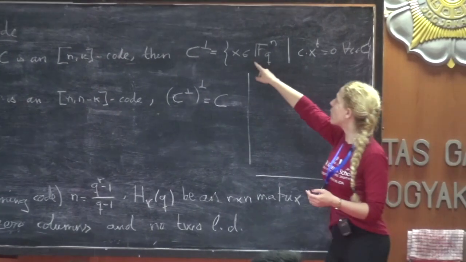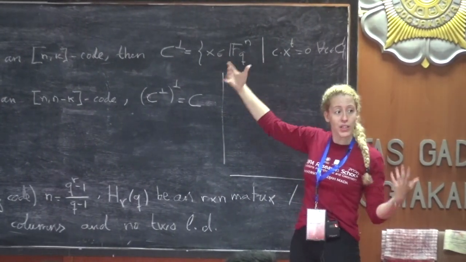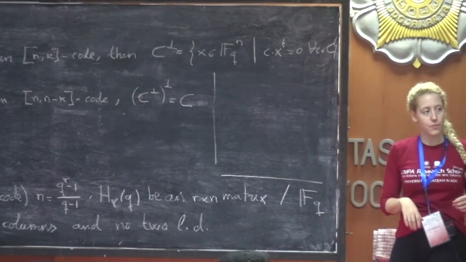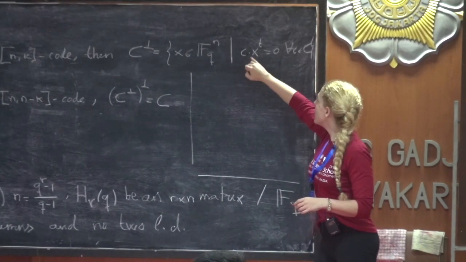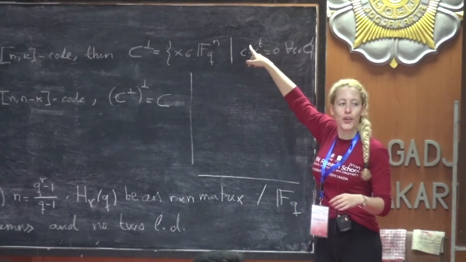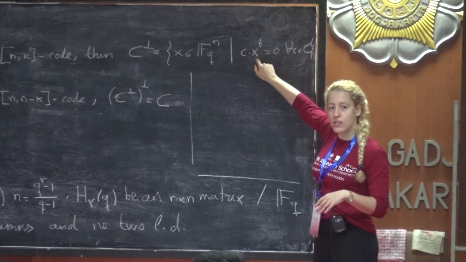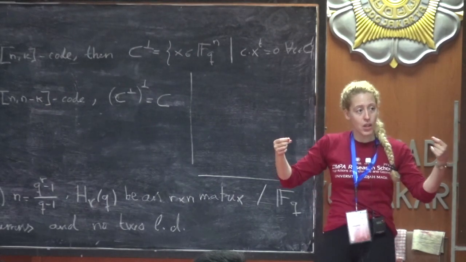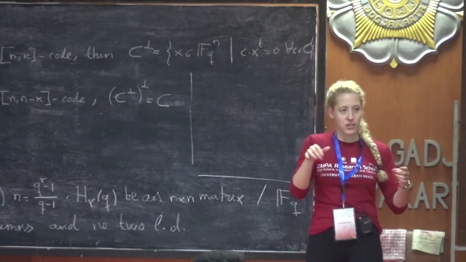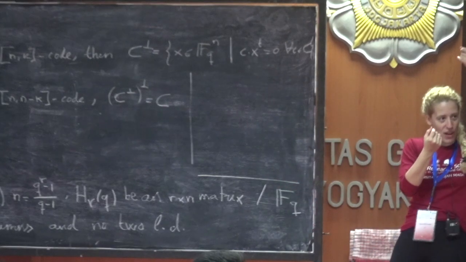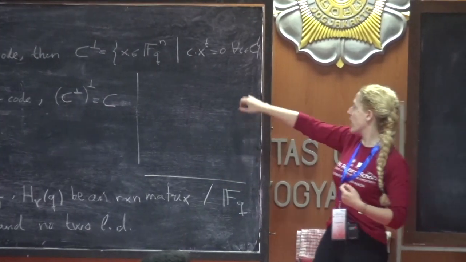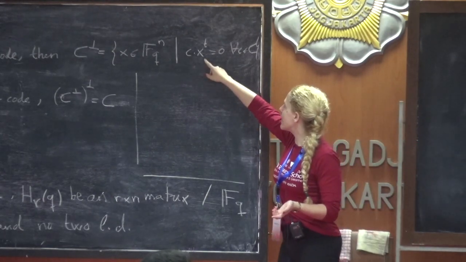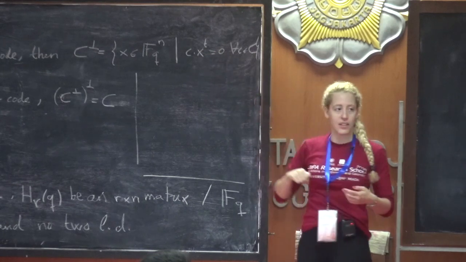Basically, we take all the vectors in the total space, F_q to the n, such that this condition is satisfied: c times x transpose equals 0. The notation comes from the fact that I'm looking at the vectors as row vectors. If I want to do the product of two vectors, I need one to be a row vector and the other a column vector, which is why I get the transpose here. So I'm looking for those vectors that make the product equal to 0 for all c in the code.